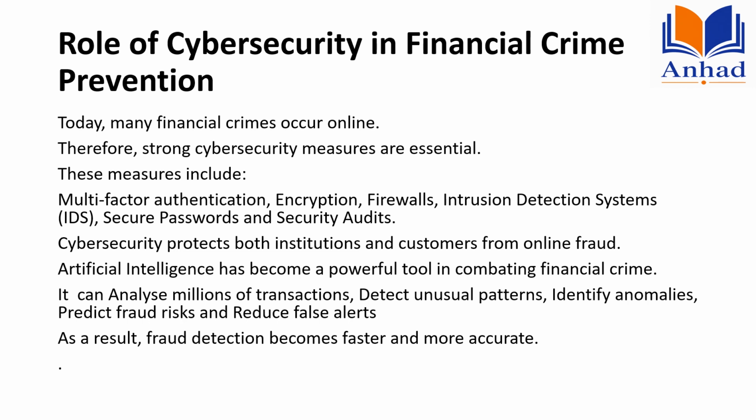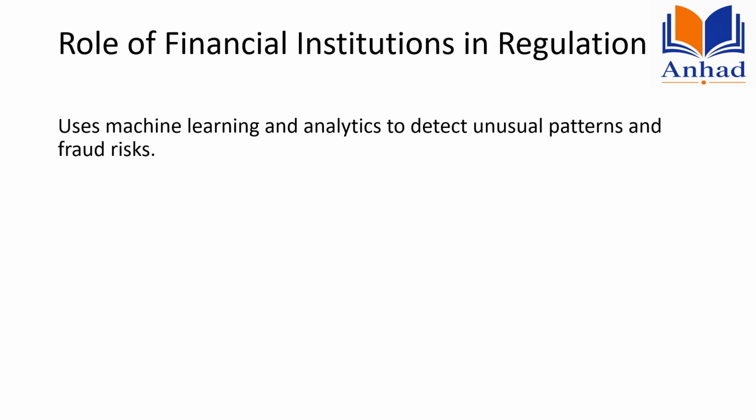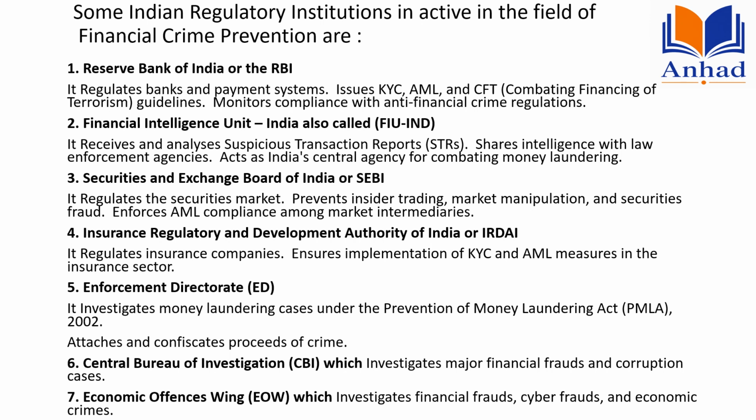Our last topic for today is the role of regulatory institutions in financial crime prevention. Financial crime prevention is a shared responsibility of various Indian and global financial institutions, regulators, and international organizations. Some Indian regulatory institutions active in the field of financial crime prevention are: 1. Reserve Bank of India, or the RBI. It regulates banks and payment systems. Issues KYC, AML, and CFT, combating financing of terrorism, guidelines. Monitors compliance with anti-financial crime regulations.